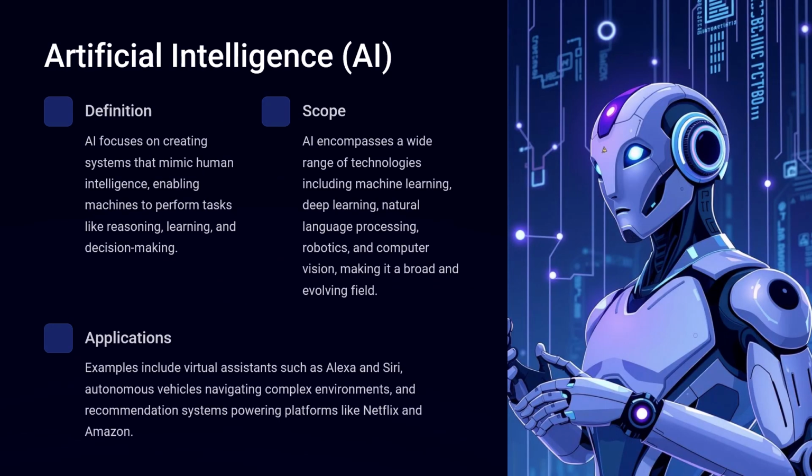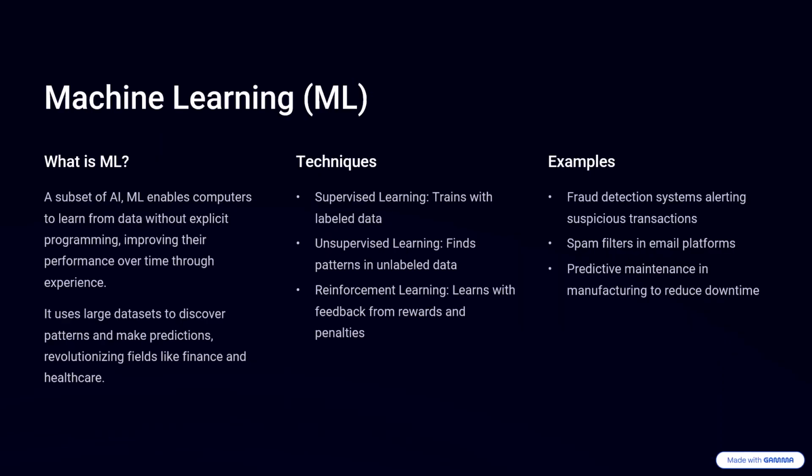Artificial intelligence. Definition. AI focuses on creating systems that mimic human intelligence, enabling machines to perform tasks like reasoning, learning, and decision-making. Scope. AI encompasses a wide range of technologies including machine learning, deep learning, natural language processing, robotics, and computer vision, making it a broad and evolving field. Applications. Examples include virtual assistants such as Alexa and Siri, autonomous vehicles navigating complex environments, and recommendation systems powering platforms like Netflix and Amazon.